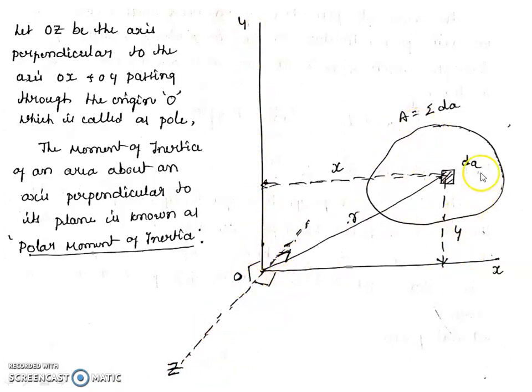If I consider this moment of inertia of whole body with respect to this axis, that is OZ axis, which is in turn perpendicular to x axis and y axis, is called polar moment of inertia. You can see this. This is the perpendicular axis to these two axes, and the moment of inertia of this body with respect to this OZ axis is called polar moment of inertia, and it is passing through origin also. Okay, this is the construction. It is explained over here.